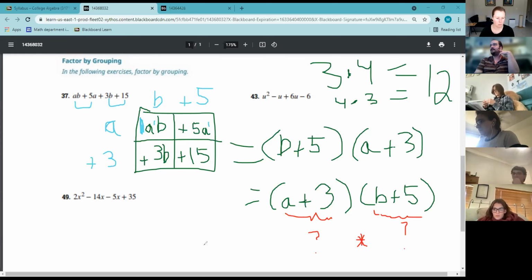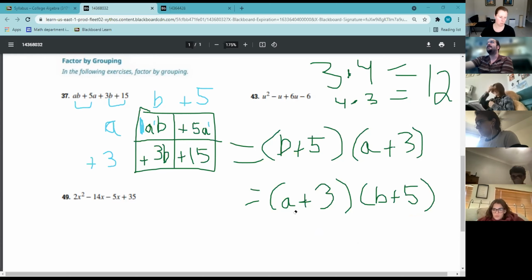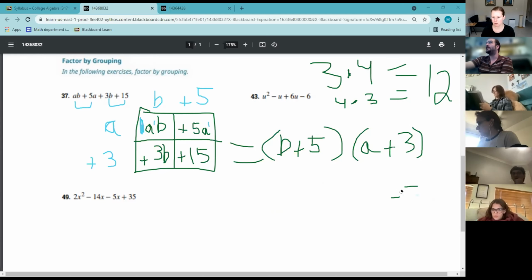So you should get these. Let me see, if I was to put the AB plus B3, you should get the same factors. You should get an A plus 3 and you should get a B plus 5, but they may not be in the same order. And it doesn't really matter. Okay, that's what I was wondering.